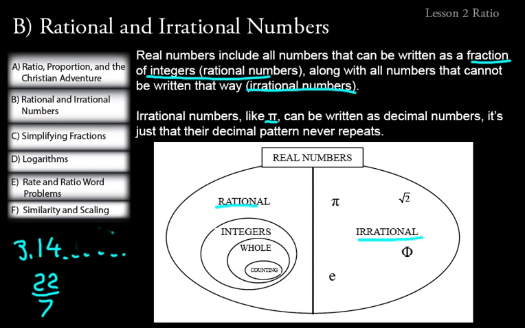So be familiar with that diagram and what the real numbers are and how those group together, and the irrational on the other side. And it's not like there's just 4 of them or something. Those are just examples of irrational numbers: pi, square root of 2, phi, e, Euler's number.